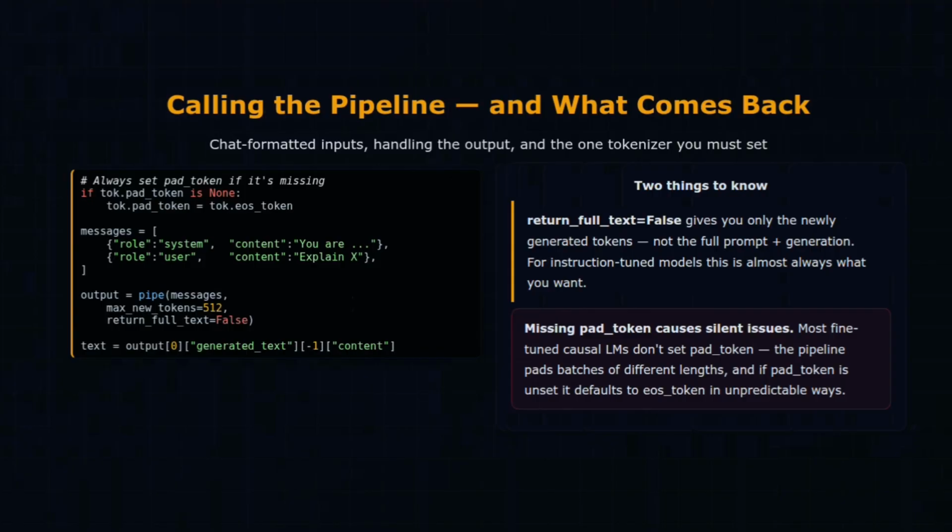Second, use return_full_text=False. With True, the default, the output includes the full prompt plus the generation. With False, you get only the newly generated tokens, which is almost always what you want for instruction-following models. The return value is a list of dicts. For a chat-formatted input, the generated text lives at output[0]["generated_text"][-1]["content"], the last message in the conversation list, which is the assistant's reply.